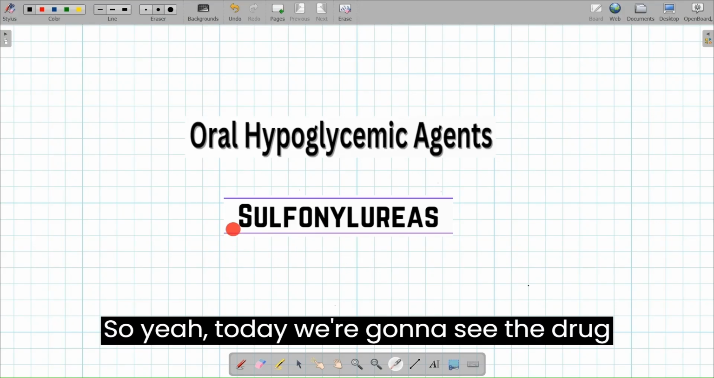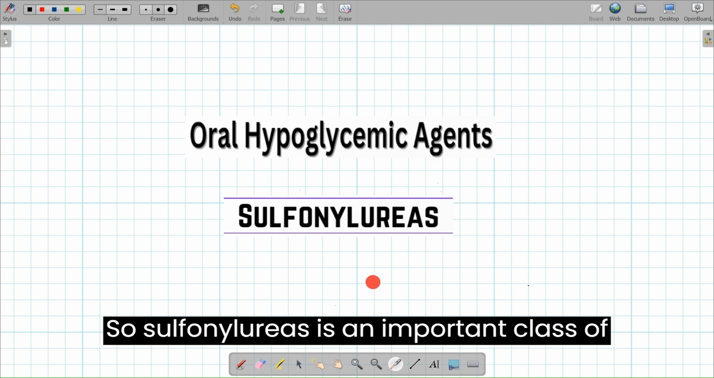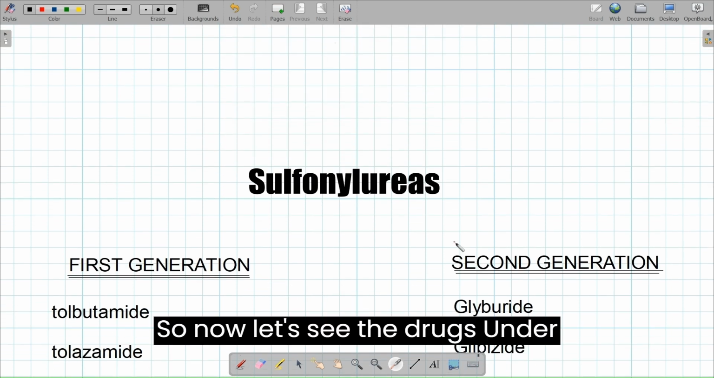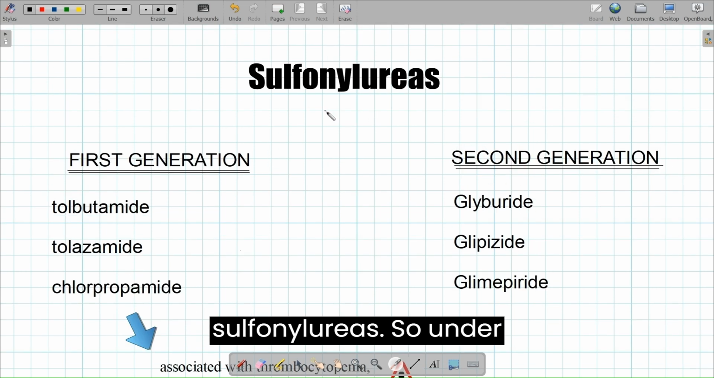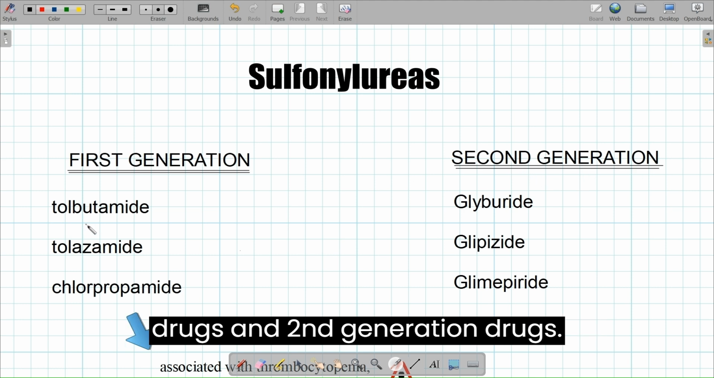Today we are going to see the drug class sulfonylureas. Sulfonylureas is an important class of drug under oral hypoglycemic agents. Now let's see the drugs under sulfonylureas. Under sulfonylureas there are first generation drugs and second generation drugs.